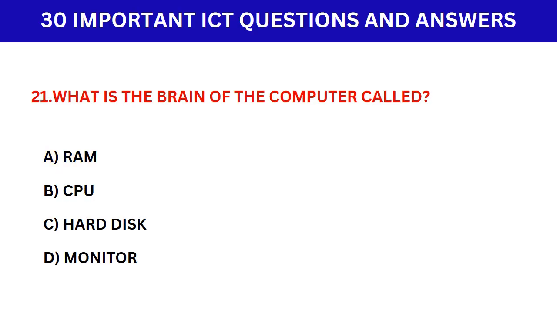Question number 21. What is the brain of computer called? Option A, RAM. Option B, CPU. Option C, hard disk. Option D, monitor. The right answer is option B, CPU. CPU controls all operations of the computer.